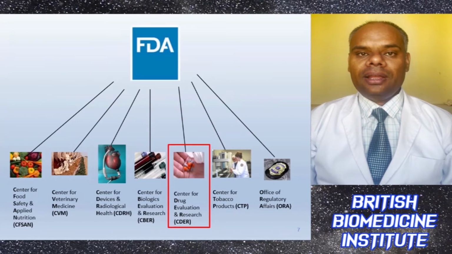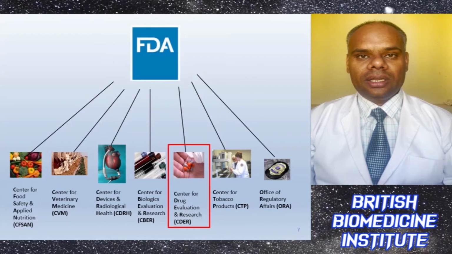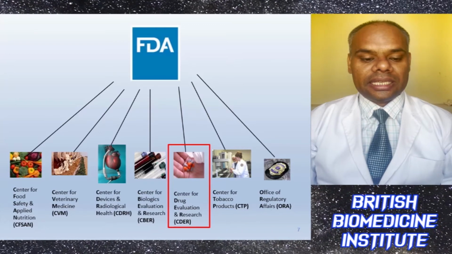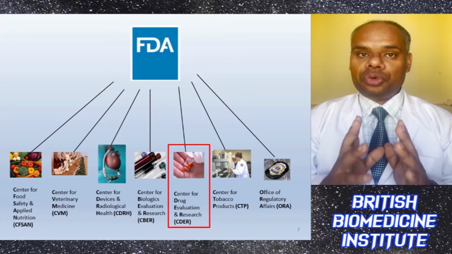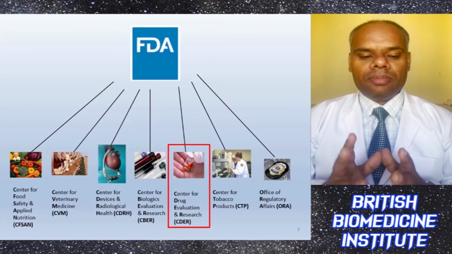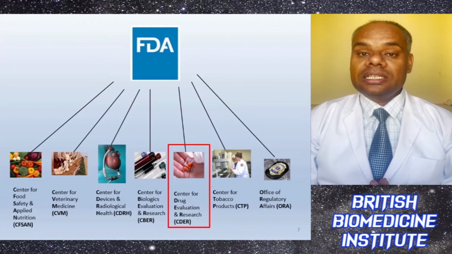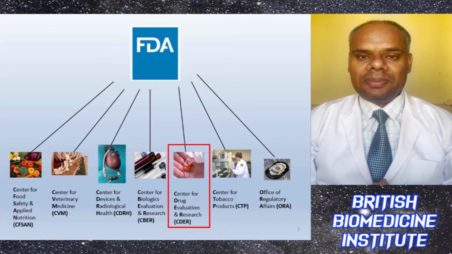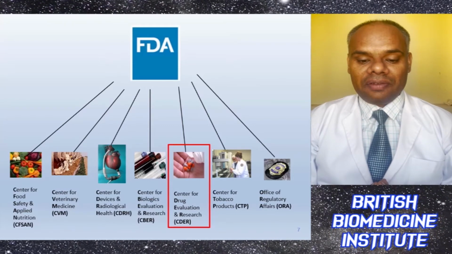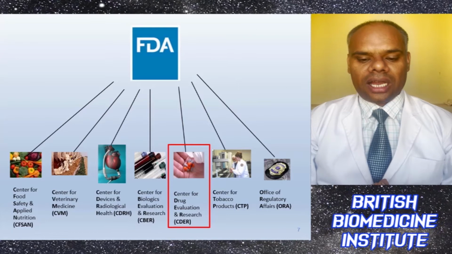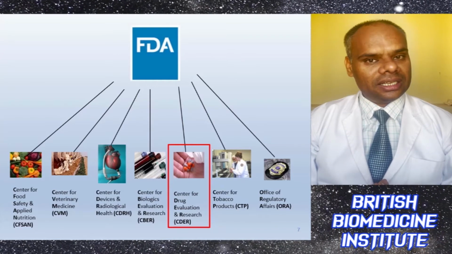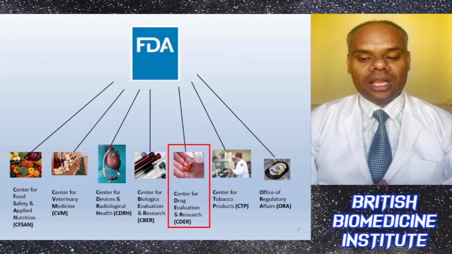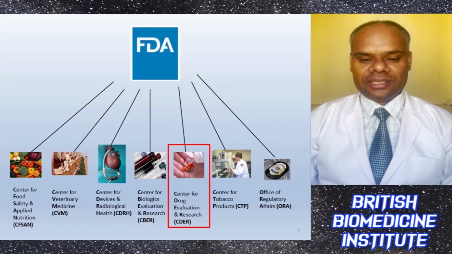So the FDA has various centers: CFSAN, Center for Food Safety and Applied Nutrition; CVM, Center for Veterinary Medicine; CDRH, Center for Devices and Radiological Health; CBER, Center for Biologics Evaluation and Research; CDER, Center for Drug Evaluation and Research; CTP, Center for Tobacco Products; and ORA, Office of Regulatory Affairs.